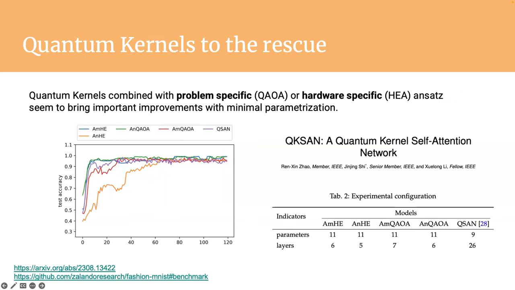And one interesting thing about this article in particular, which I leave you the reference for there, is that they used it against the Fashion MNIST data set. But the key aspect I wanted to highlight is the combination between kernel and ansatz, which in this case is angle encoding and amplitude encoding for the translation from classical to quantum, and QAOA and hardware-specific ansatz for the trainable part. There is a pairing that basically renders the same results. If you look at amplitude encoding and hardware efficient ansatz against angle encoding and QAOA, which is a problem-specific ansatz, you can see that they perform in an equal manner.